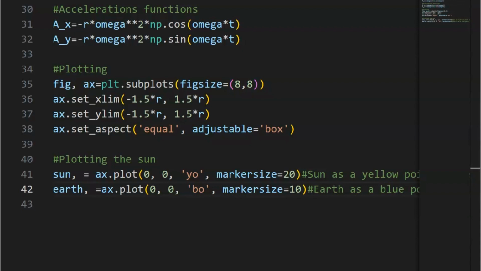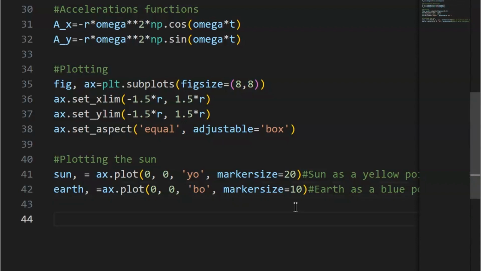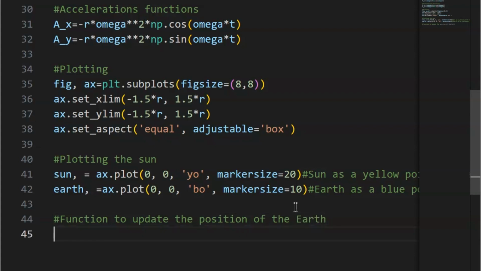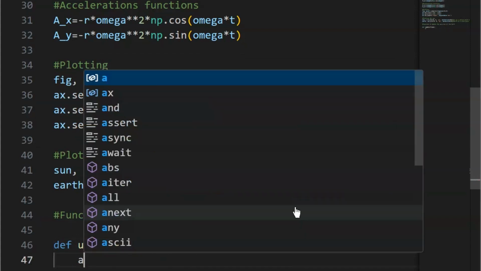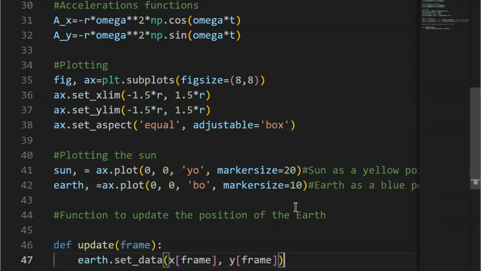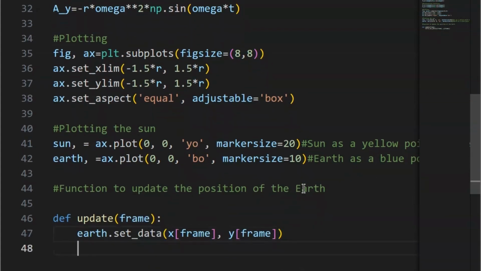Alright, now that we have the Earth and the Sun at their initial positions where they should begin, we need a function that would update the position of the Earth with respect to the change in time, or change in frame in this case. So I'm just gonna go down and say function to update the position of the Earth. I'm just gonna name the function update frame. It's gonna only take the argument frame. Earth dot set data. Okay, this works. X frame and Y frame, and we want to just return the Earth. Perfect.